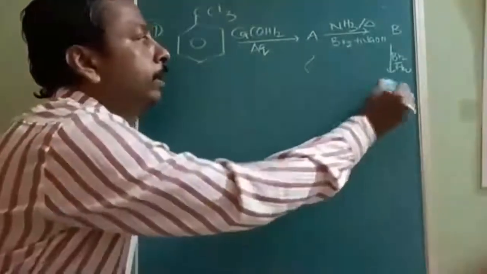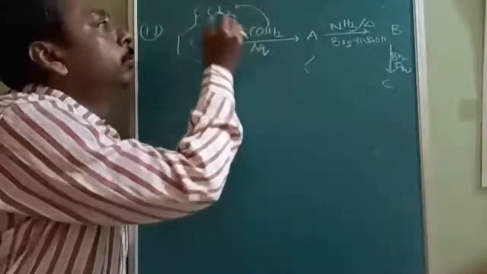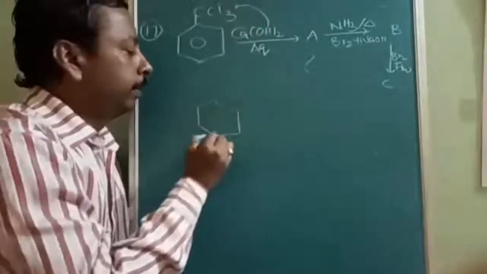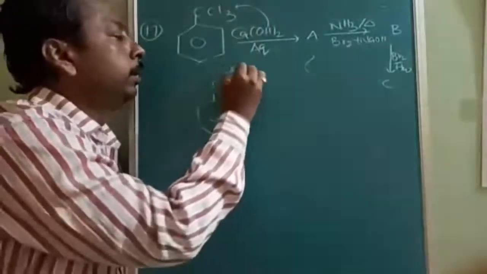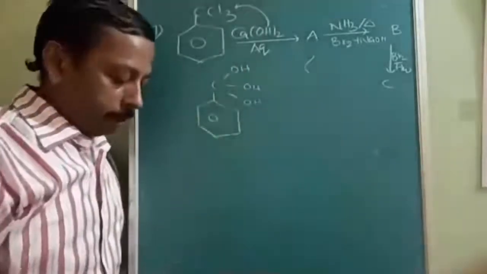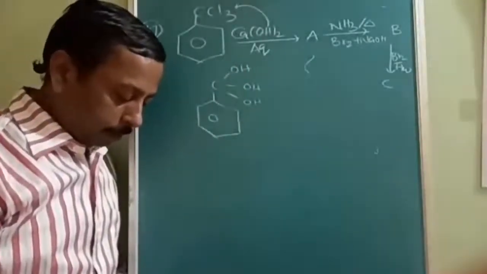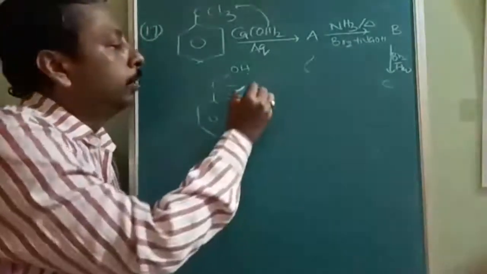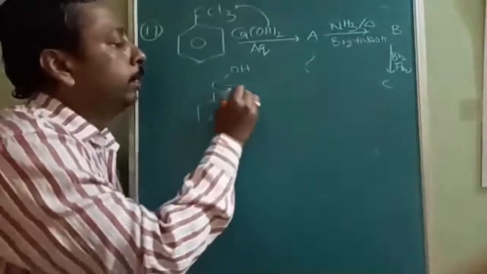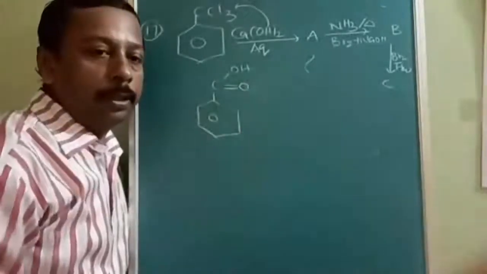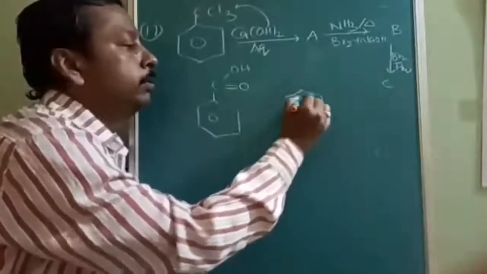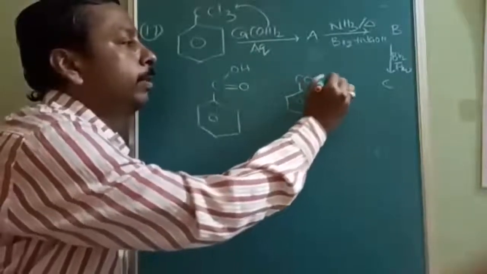When calcium hydroxide is there, all the OH will be available here. So in the first step, the carbon has 3 OH groups. But 3 OH groups on any carbon atom is very difficult for stability. So it loses a water molecule, and then it forms C double bond O, OH, that is a carboxylic acid. So what is A? A is simple benzoic acid.